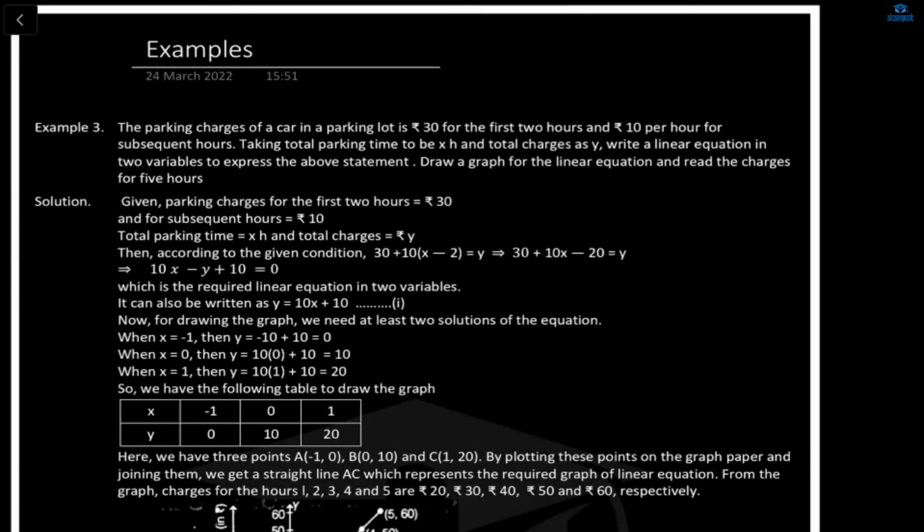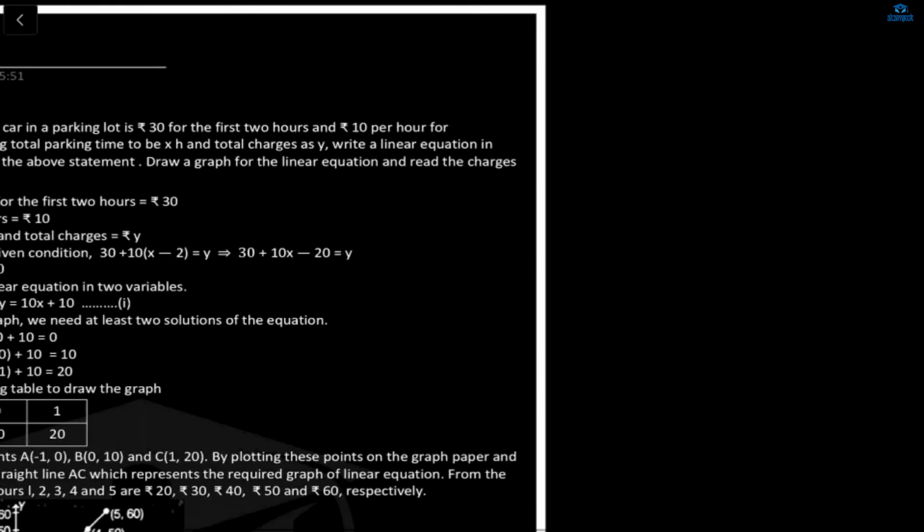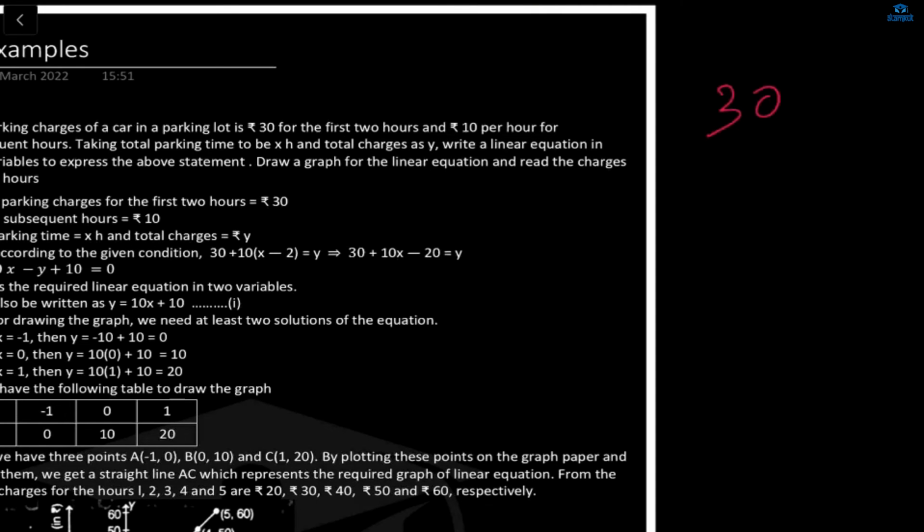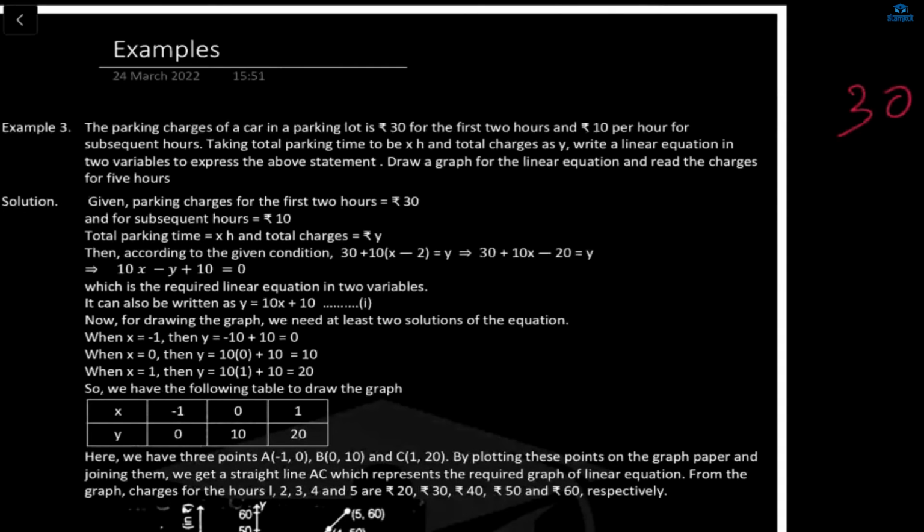Okay, now here we have got a statement. So from the statement, first we have to derive the equation. First we have to find out the equation. Then after that we'll do all the process. Okay. Now from the statement, see, the parking charges of a car in a parking lot is 30 for the first 2 hours. So for the first 2 hours you have to pay 30 rupees. That is the fixed charge. Okay. Now 10 per hour for the subsequent hours. Okay, 10 rupees you have to pay for all the rest of the hours.